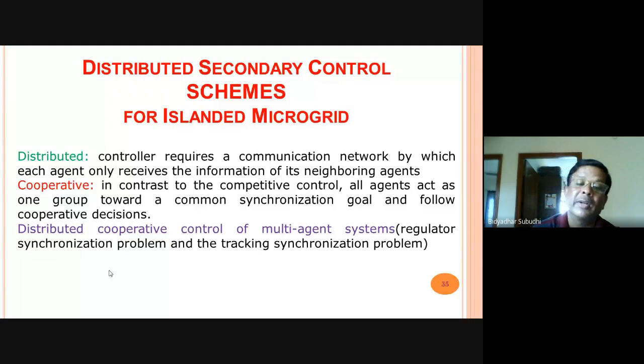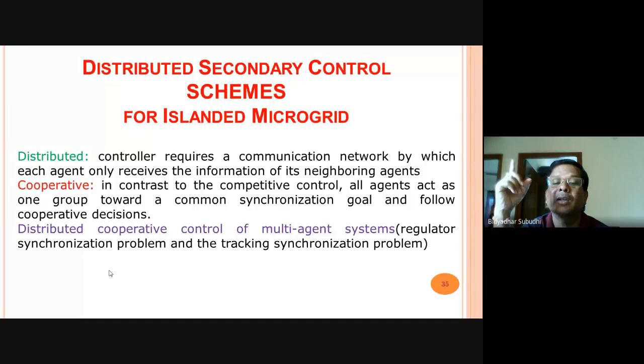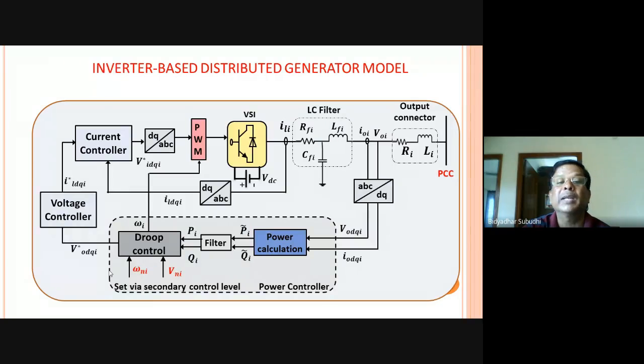Or, on the other hand, in a tracking synchronization problem, we could choose a leader agent and the rest of them will follow the leader agent, and the leader agent will track the global objective. So that is possible. The one we are doing is regulatory control. Here we want to design a controller which employs the multi-agent system concept.